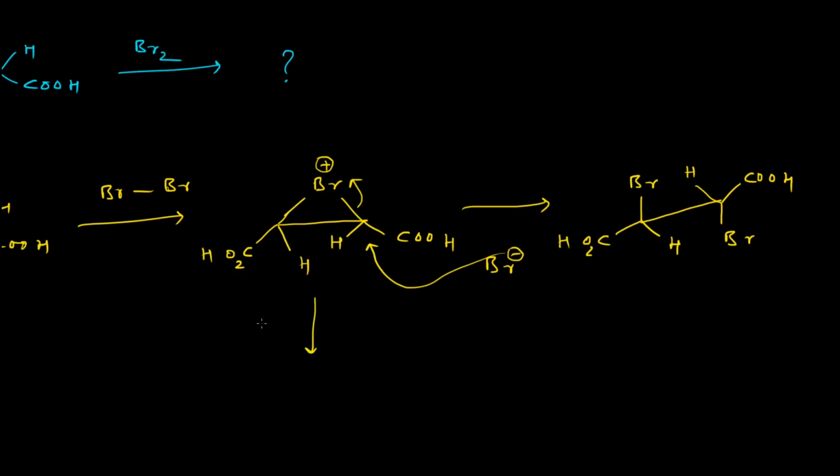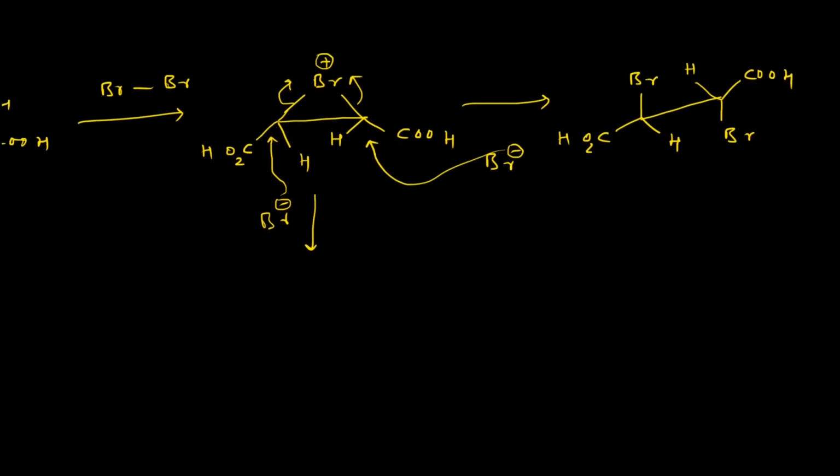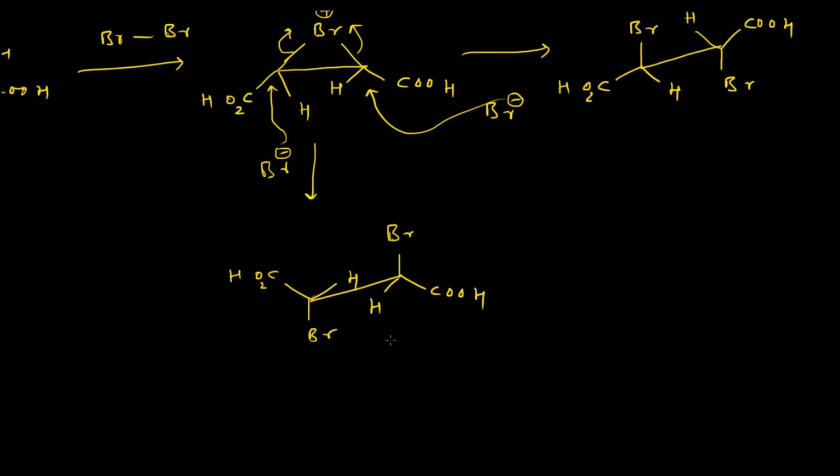And if the attack takes place at this center, then this product will form. So now we have to transform this molecule into the eclipsed conformation to see whether it contains any sigma plane, and thereby we can determine whether it is a meso compound or not.